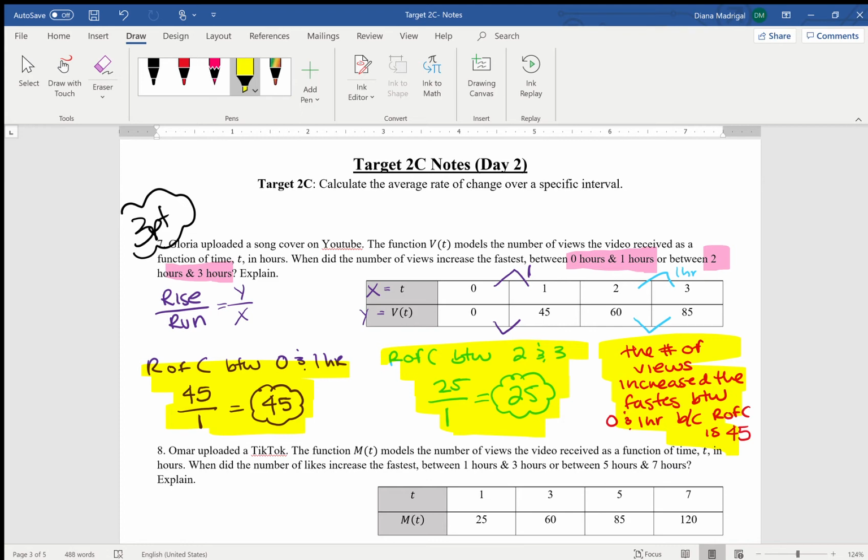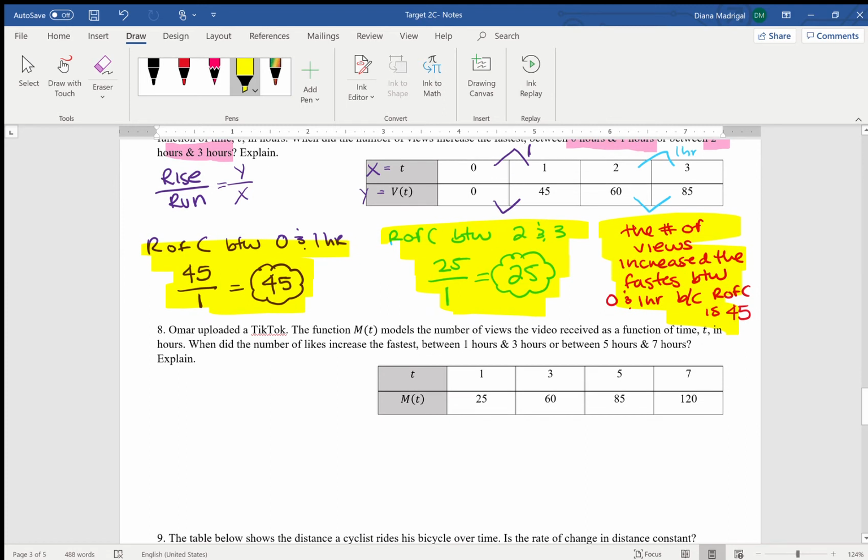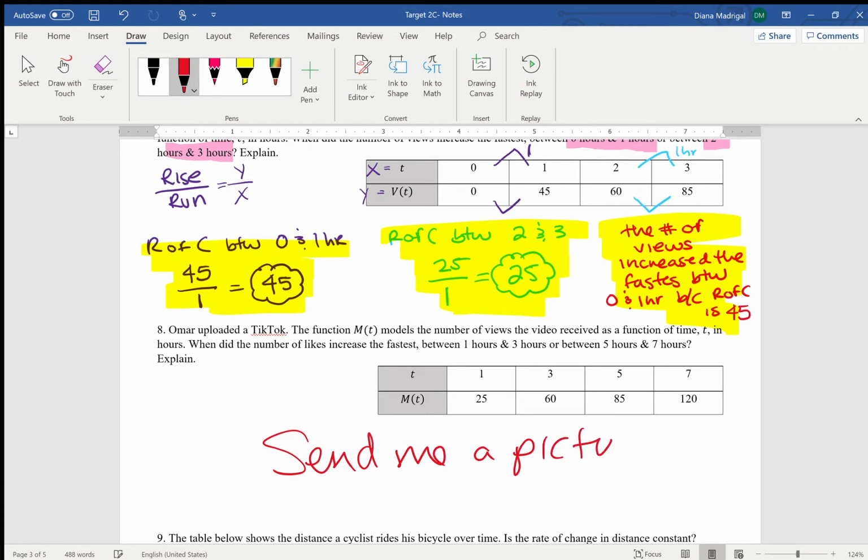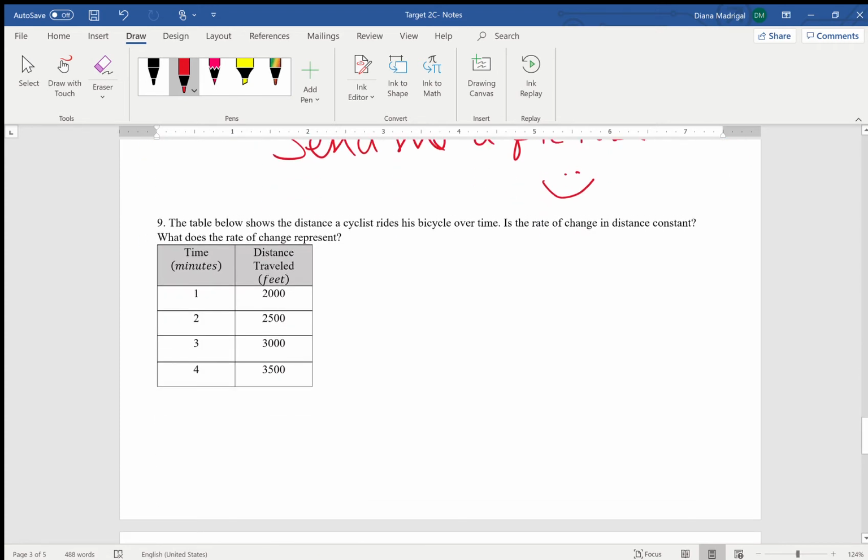Again, make sure you guys ask questions if you guys don't understand it. You're doing number 8, you need to send me a picture. 3-point questions are very important. Make sure you send your pictures. I can check your work. Number 9 is the same thing.